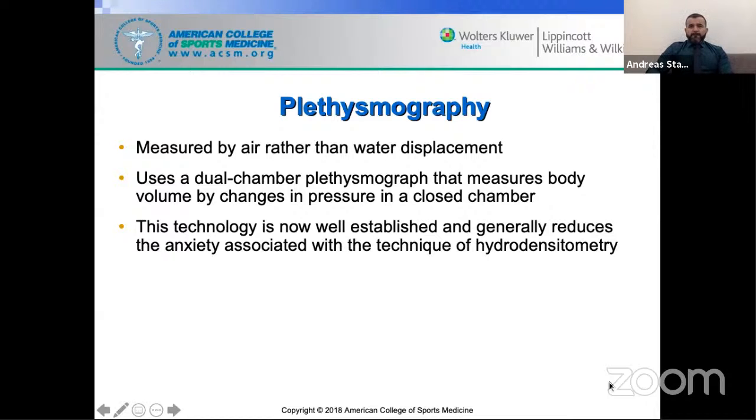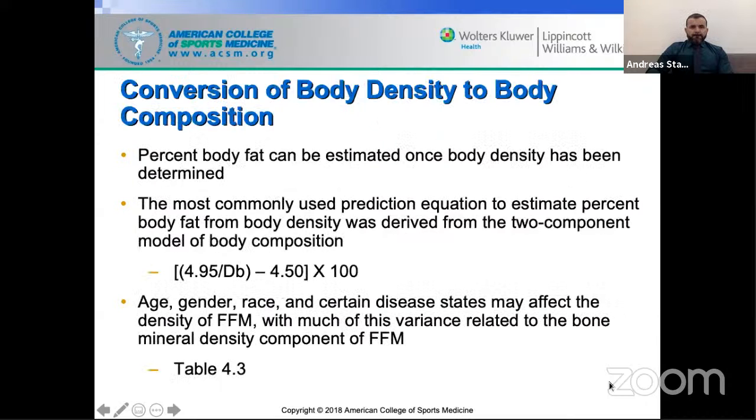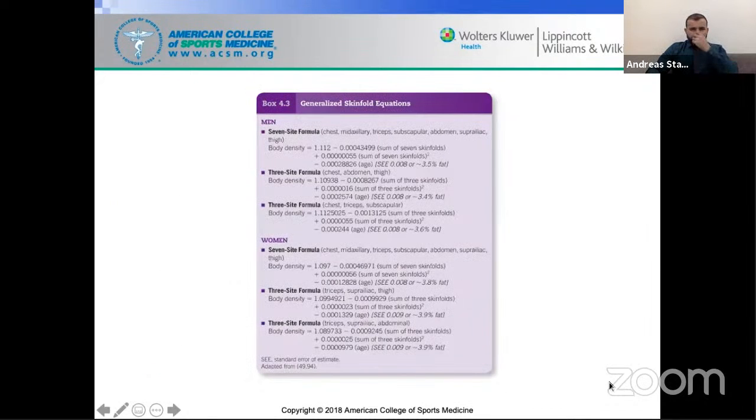Plethysmography has to do with air displacement, right? The Bod Pod is an example. Have you ever seen one? Pretty accurate as well. So these are some conventional formulas, nothing too fancy, and I don't want you to focus on those. These are different skinfold equations for men and women. Again, it really depends.